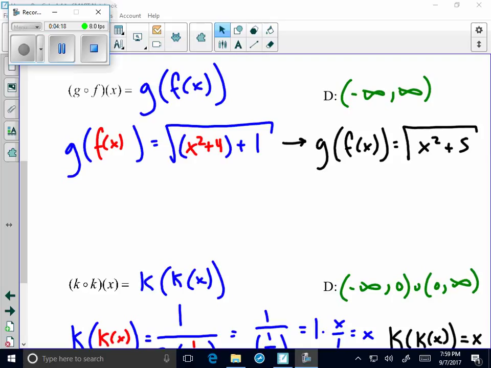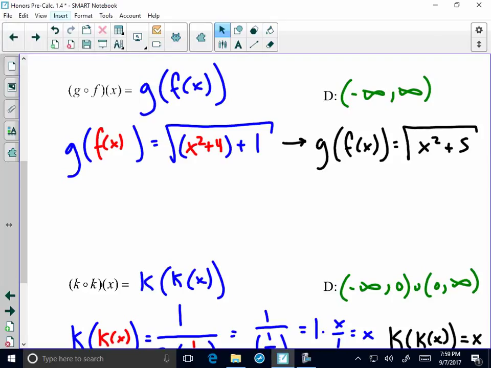All right, guys, let's take a look at these two compositions. So our first composition is g of f of x, so that's f of x inside g. Remember that g is the square root of an input plus 1, and f of x is x squared plus 4. So right here, we've got our equation for f of x inside g.